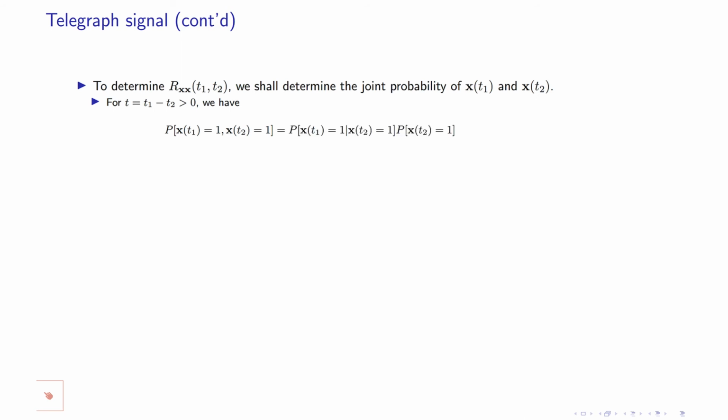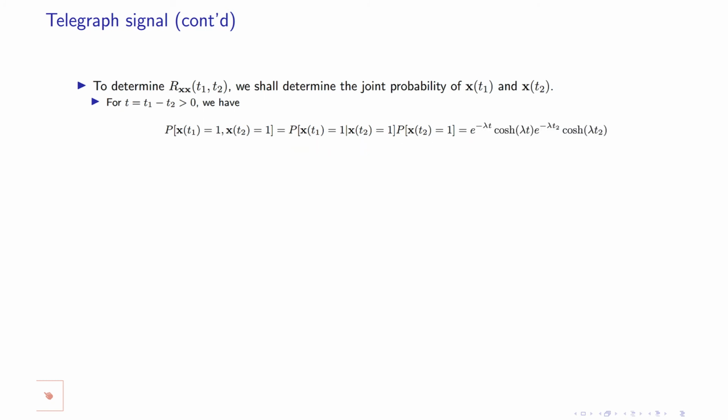So we write it as a conditional probability. So we say the probability of x of t1 being 1, given that x of t2 is 1, times the probability of that. So this is one event, this is another event, so you can write the conditional probability. This one we have already calculated in the previous slide, and for this one, at time t2, x of t2 is 1, so it's like you are at time 0. So this one we have already calculated, except that we have to substitute t1 minus t2 in the previous expression.